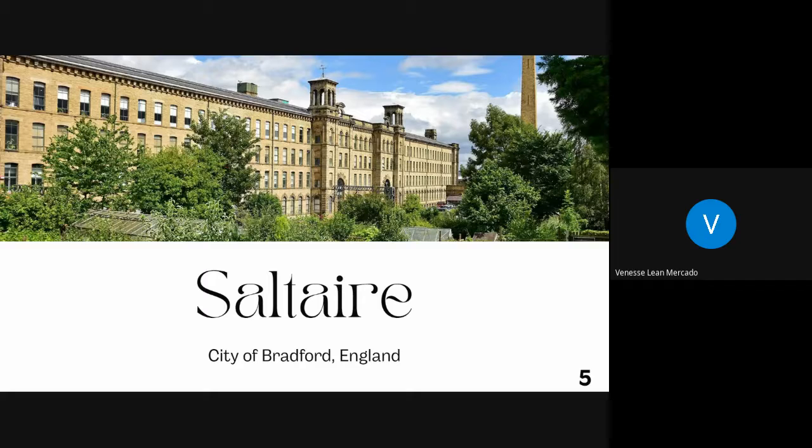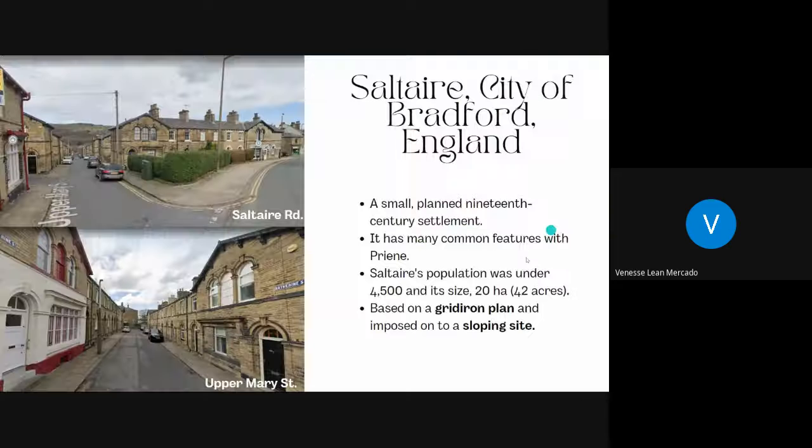The next example of street unity is Saltaire. Next slide, please. Saltaire is a small planned 19th century settlement located in the city of Bradford in England. It has many common features with Priene, as it has a similar built-up area of 20 hectares and both were based on a gridiron plan. The Saltaire gridiron plan was imposed on a sloping site. The layout was designed to be efficient in terms of land use planning to satisfy the needs of the businessman, but also to comply with the latest recommendations on healthy urban design.